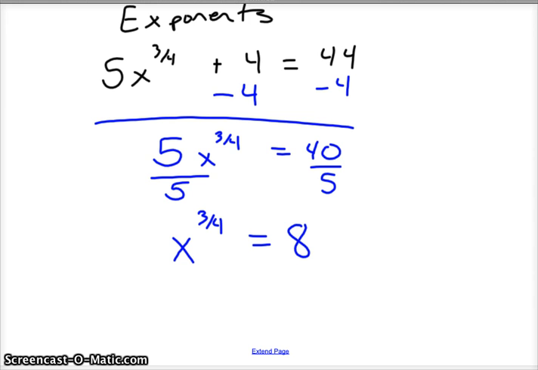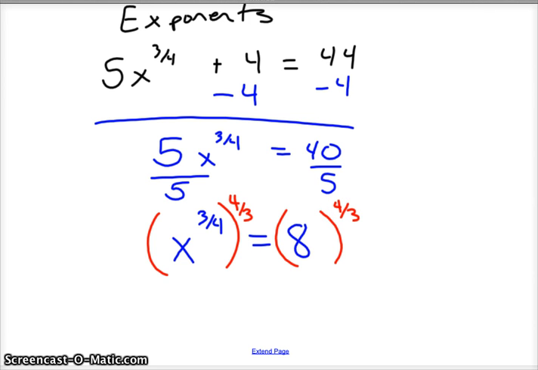And now here's where it gets a little bit tricky. So what we want to do is, there's a couple ways to look at this. We want to get this exponent to be 1. So what we can do is multiply, do a power of 4/3 to both sides.